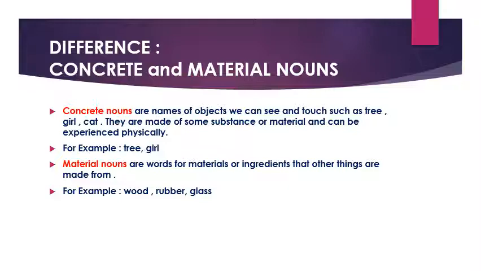If we say rubber, then rubber will be a material noun, but at the same time, if we say tire, because tire is made of rubber, tire will be a concrete noun, but rubber will be the material noun. So hope the difference is very clear to you.